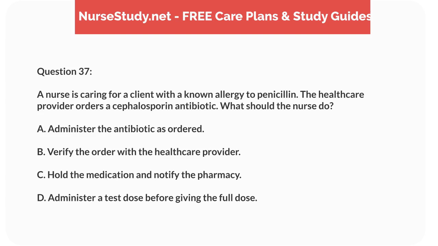Question 37. A nurse is caring for a client with a known allergy to penicillin. The healthcare provider orders a cephalosporin antibiotic. What should the nurse do? A. Administer the antibiotic as ordered. B. Verify the order with the healthcare provider. C. Hold the medication and notify the pharmacy. D. Administer a test dose before giving the full dose.